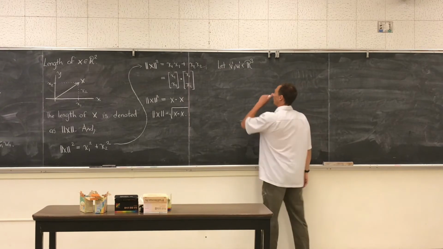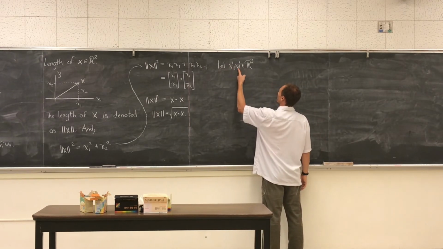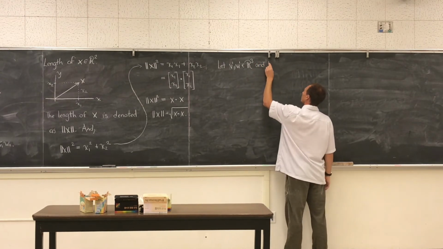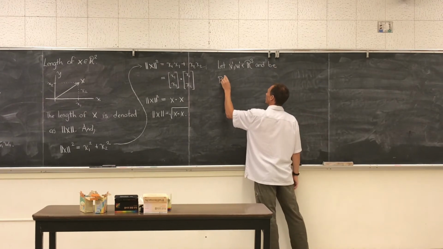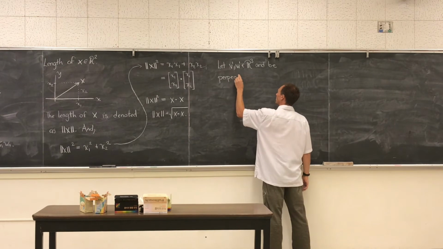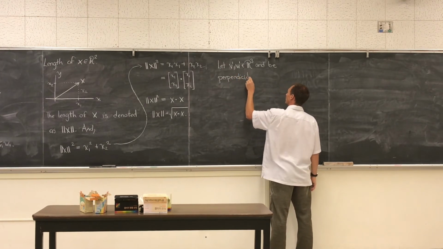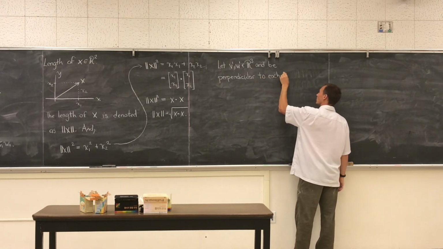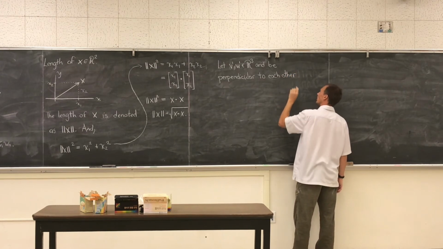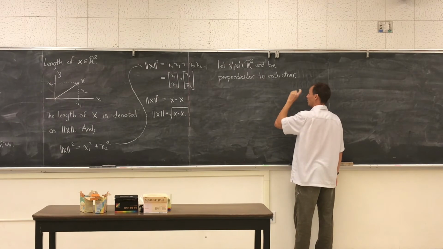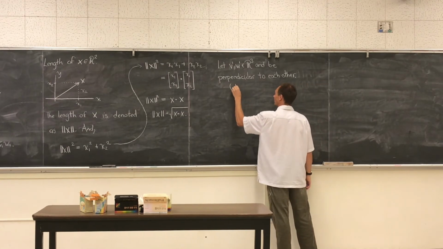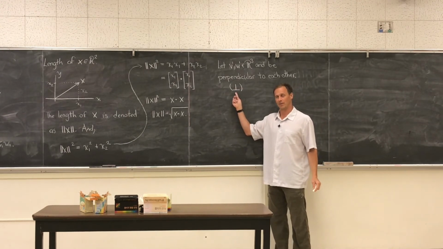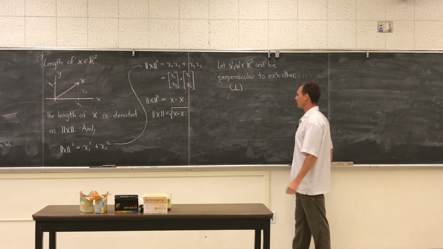Let's try this one more time. Let v prime and w prime be in R3 and be perpendicular to each other. And also for future use, when I say perpendicular, that's a long word to write, so we're just going to use this upside down T from now on for perpendicular.